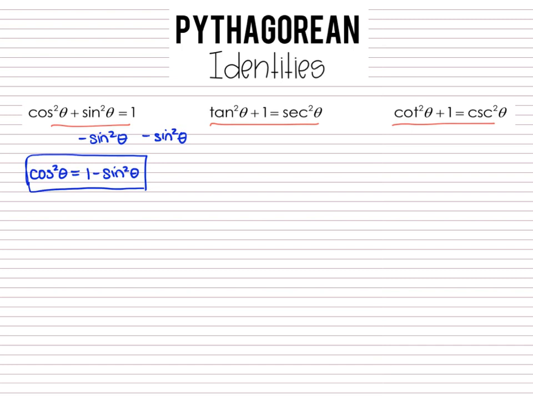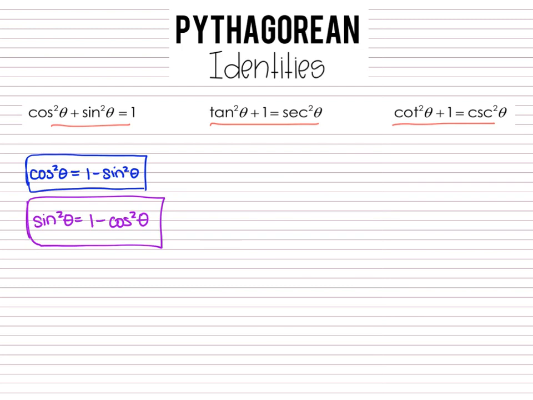If we were to do the same idea, but instead of subtracting sine squared theta from both sides, I were to subtract cosine squared theta from both sides, then I would end up with sine squared theta equals 1 minus cosine squared theta. So again, if I have 1 minus cosine squared theta in an expression, I can take this out and substitute in sine squared theta to have one term instead of two. So these are really awesome things to look for. I'm going to do the same thing on the other two expressions and move them around so we see the two other iterations.